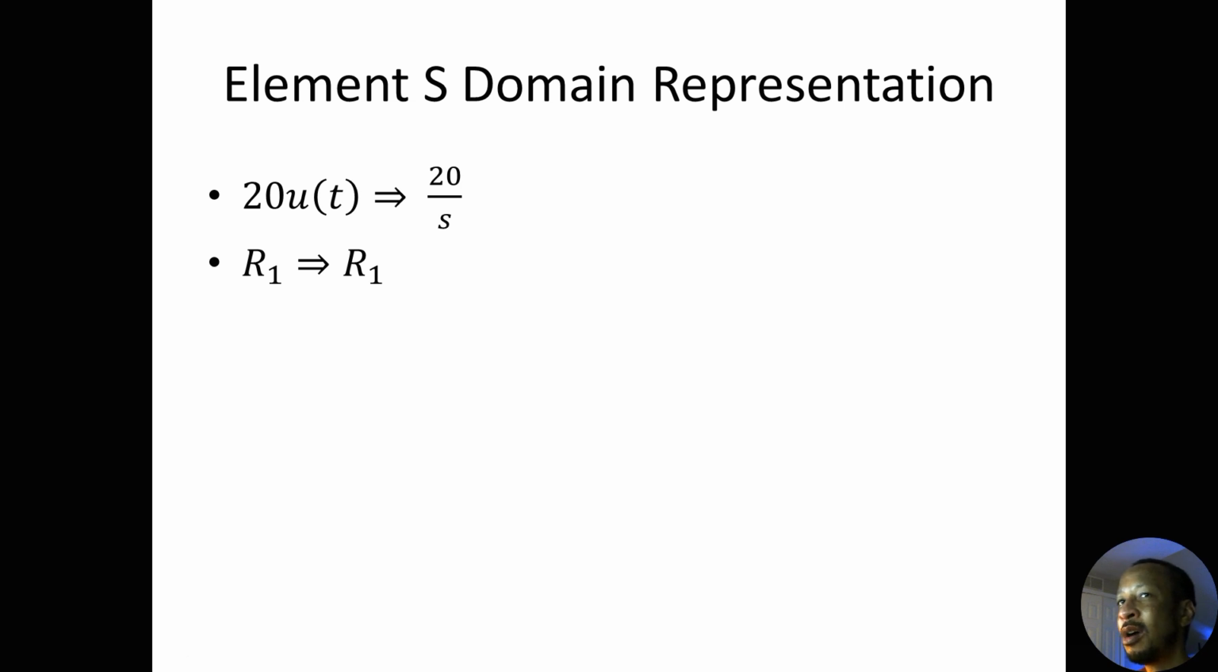Next, you have R1. Well, R1 just stays the same as R1. Resistances just stay the same when you go from the T domain to the S domain. And so the same thing is true for R2. Then ZC, which is the impedance of the capacitor in the S domain, is going to be represented as 1 over SC. Next, we have Vx over 5 in the time domain. It's going to be represented exactly the same way in the S domain, Vx over 5.